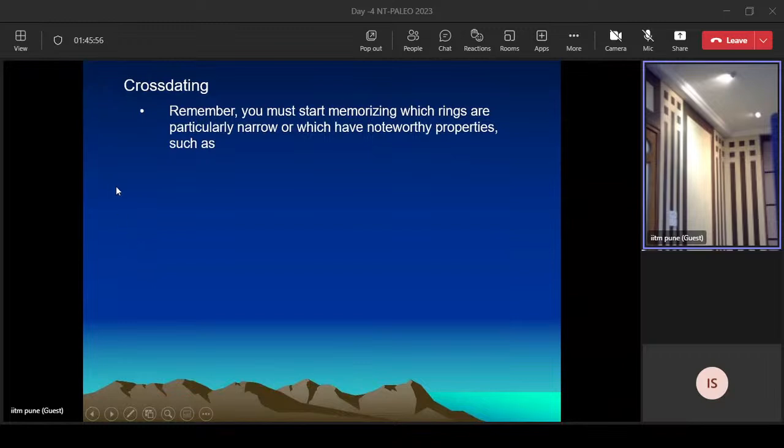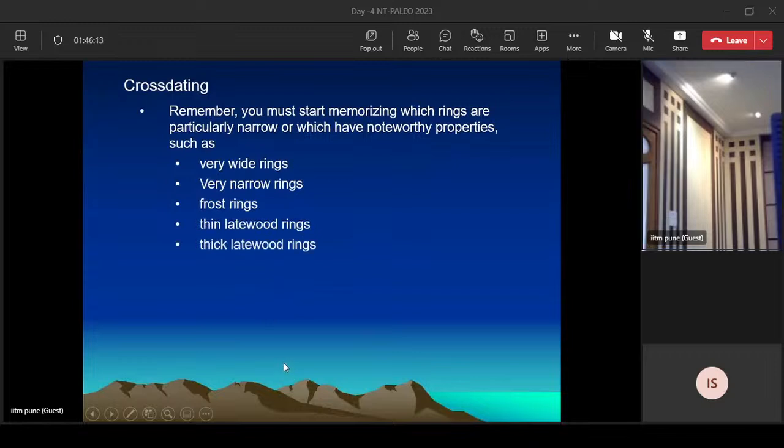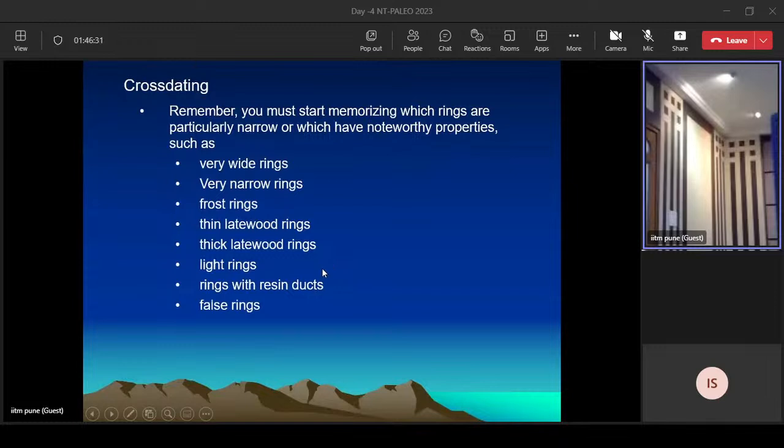Regarding cross-dating, you must start memorizing which rings are particularly narrow or which have noteworthy properties, such as a very wide ring, very narrow ring, cross ring, thin latewood ring, thick latewood ring, white ring, ring with resin ducts, or false ring. Such observations you should memorize, and then they should be reflected on the graph paper. This is a very time-consuming job, but once it is done very well, then further analysis is smooth.